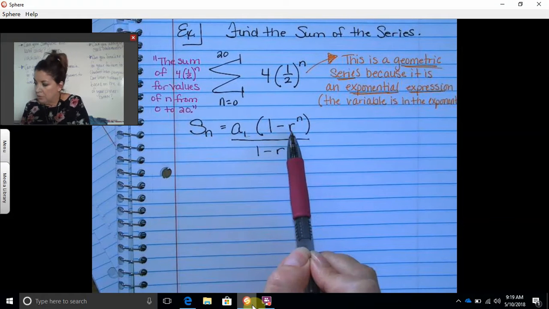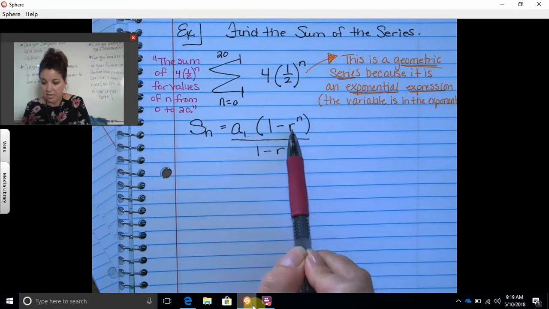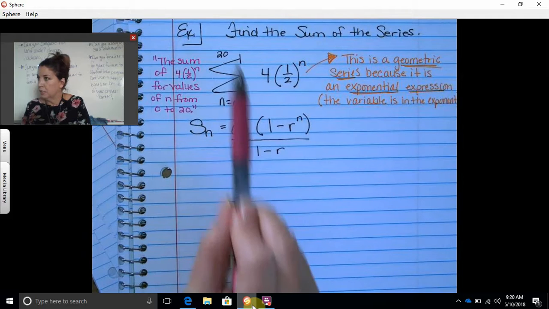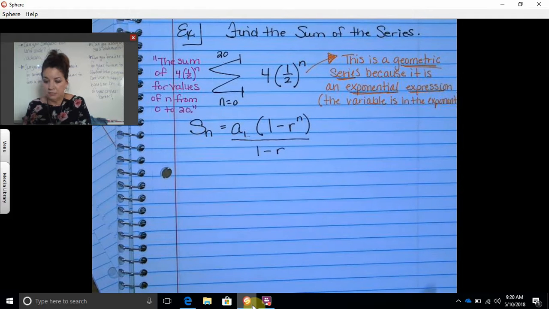R is our common ratio. Lucky for us, this is really easy to find in this explicit formula, so I'll tell you how to find that. And then we need to know what n is. And n is just our number of terms, which we know is the upper limit minus the lower limit plus 1. So that's easy to find as well.